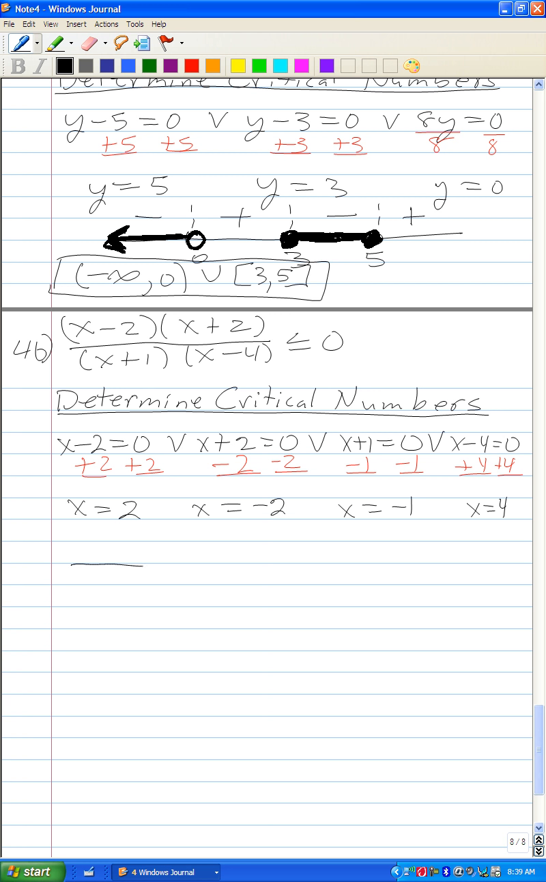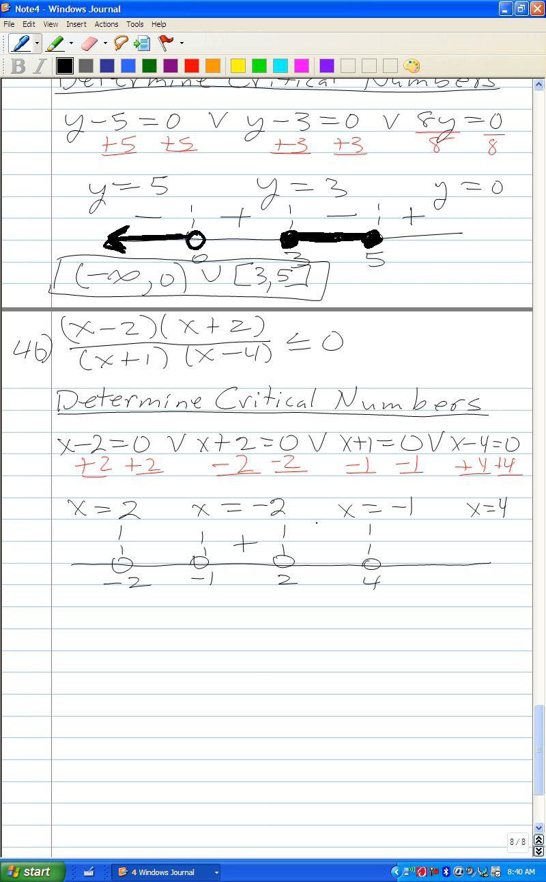Let me place those on my number line. So negative 2, negative 1, 2, 4. Take a number between negative 1 and 2, let's say 0. When x is 0, this is negative, positive, positive, negative. And so negative times positive divided by positive times negative is positive.